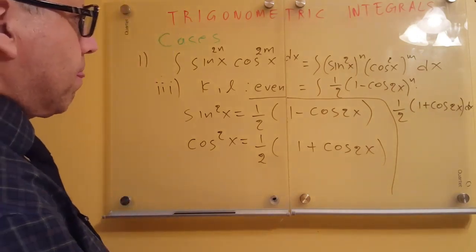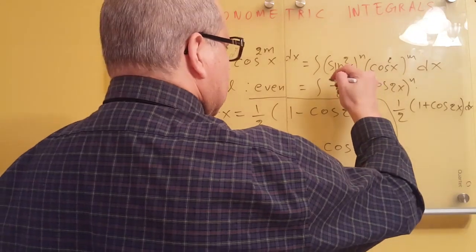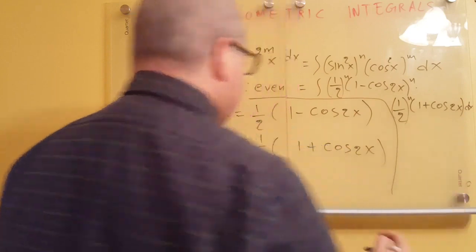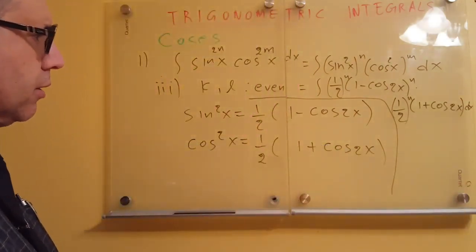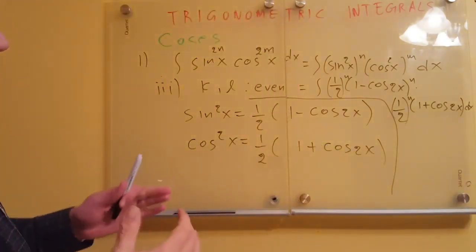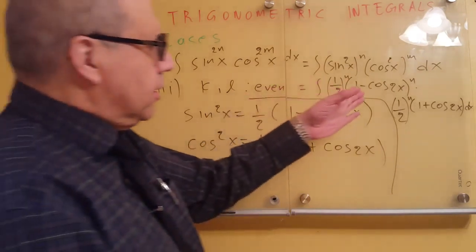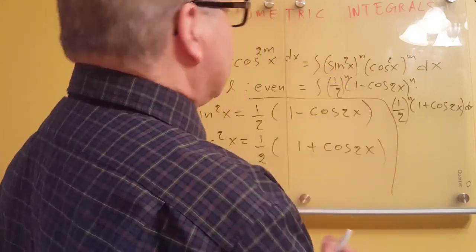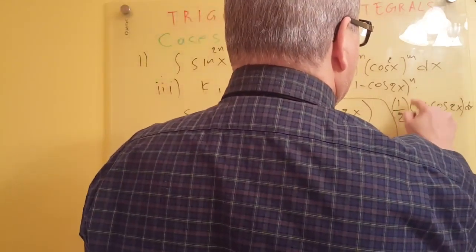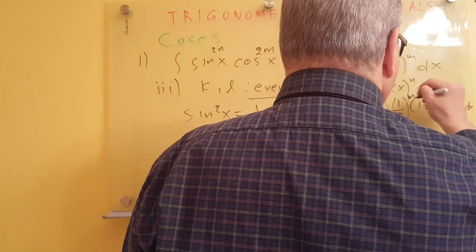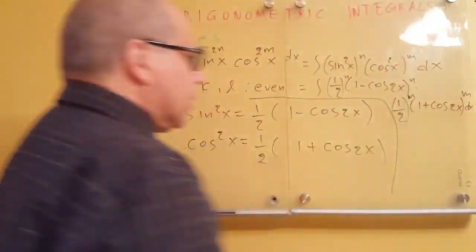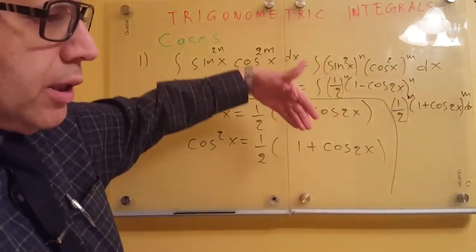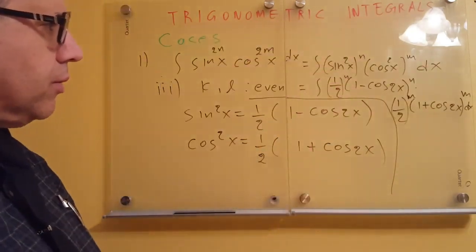Okay, and of course you have to put this to the n and this to the m, which is not a problem because this would be just a constant. And now what we have here, we have of course the number 1/2 to the n and here to the m. So you have these numbers 1/2 to the n plus m, which will be a number, so you can take it outside of the integral.